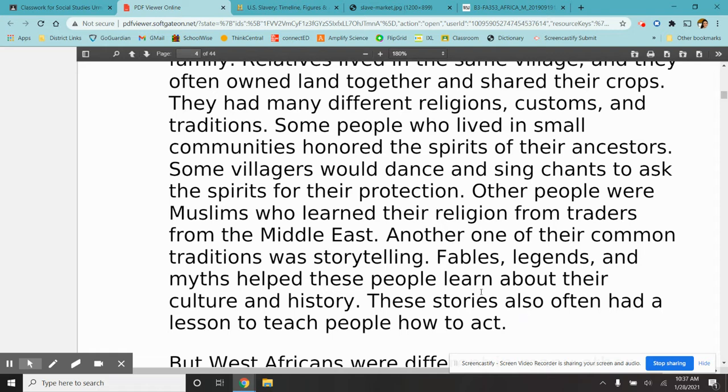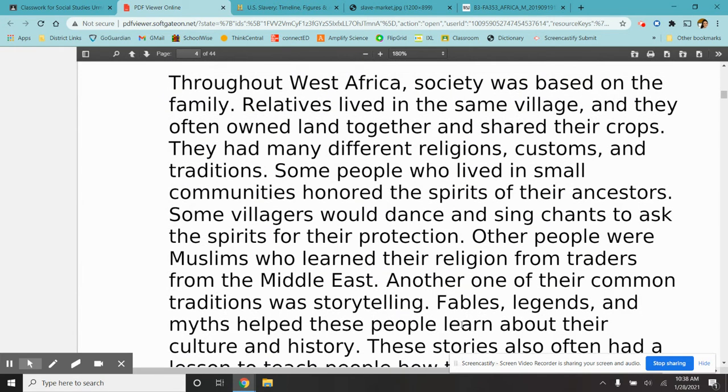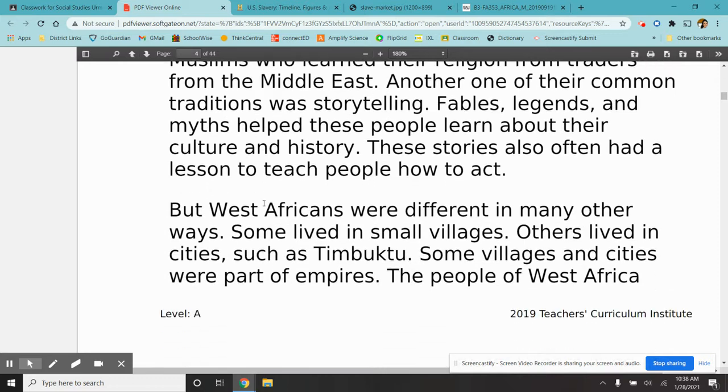Other people were Muslims who learned their religion from traders from the Middle East. Another one of their common traditions was storytelling. Fables, legends, and myths helped these people learn about their culture and history. These stories also often had a lesson to teach people how to act. So if you don't see a connection here, I see a large connection to the indigenous populations of our Americas, right? The Native Americans, and just culture in general. They had a culture, they had a way of life.